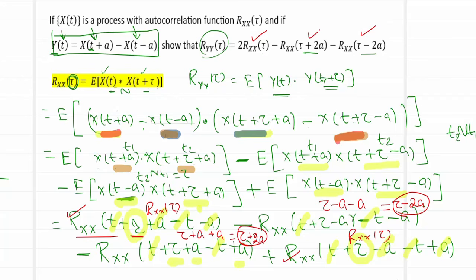So the problem is very simple. What you'll have to do is just consider the product of your y of t and t plus tau. Take the time difference. When you subtract your time 2 and time 1, you will get the value of your tau, and the tau on combination will give you the required results.